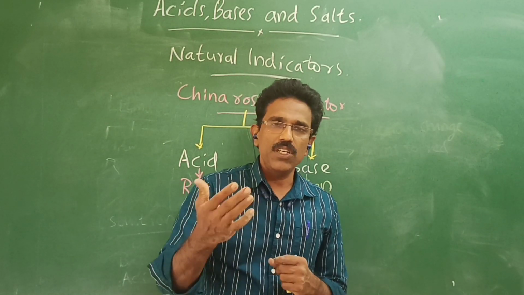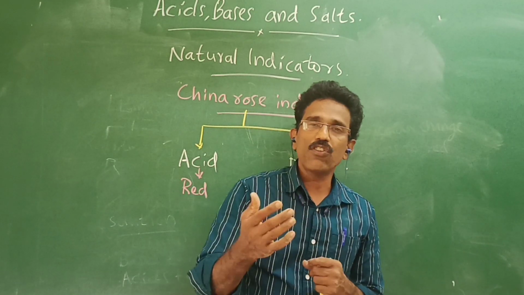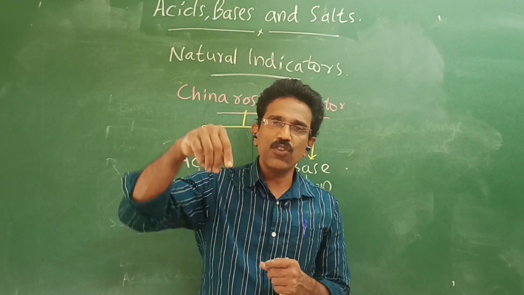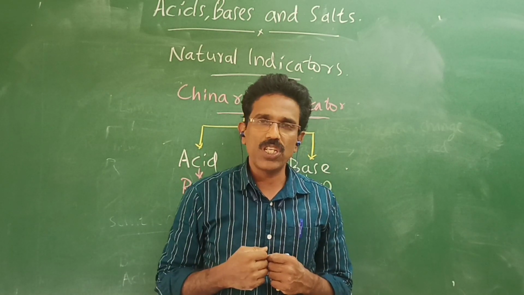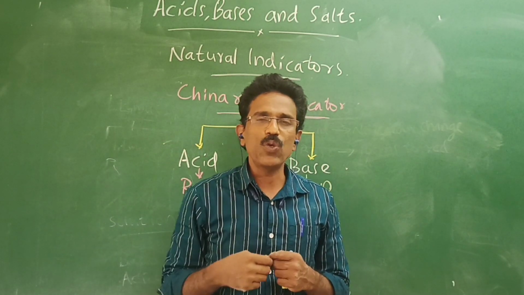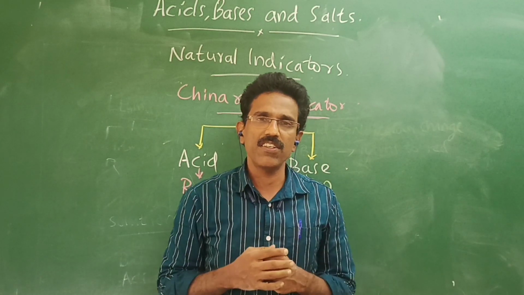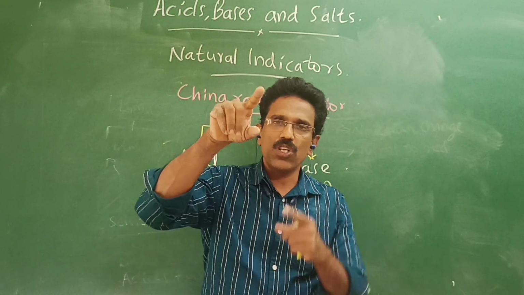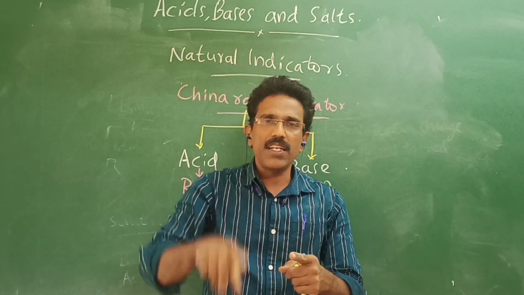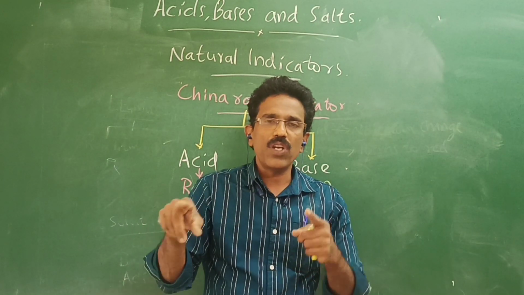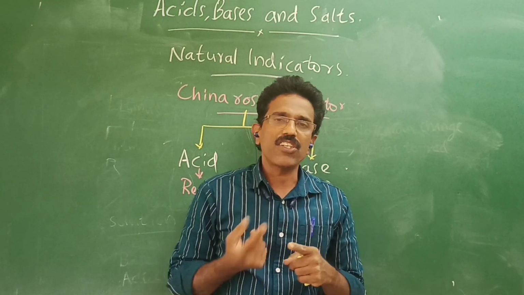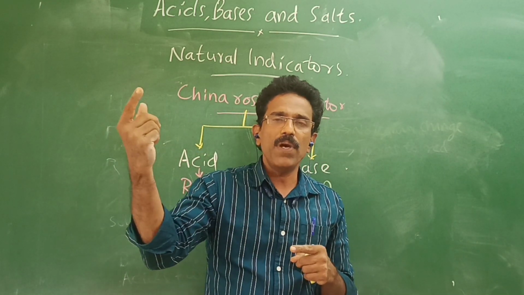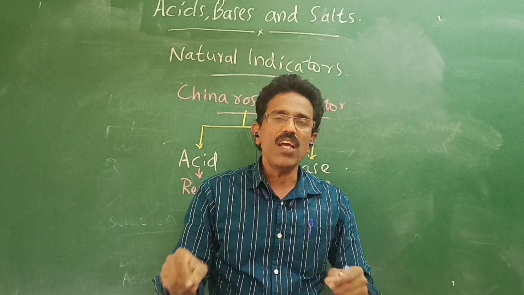And you may be having baking soda at home. Baking soda you dissolve in water, we get a basic solution. Apply this basic solution on these natural indicators and list out, make a table, and you can write the action of acids and bases on this natural indicator.